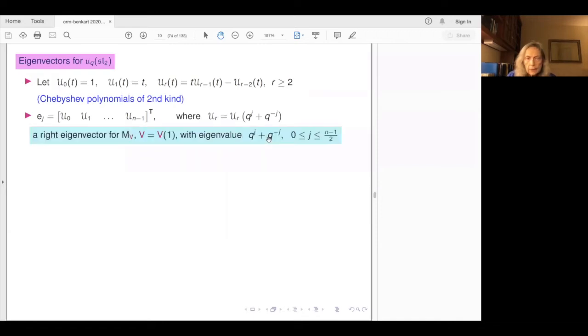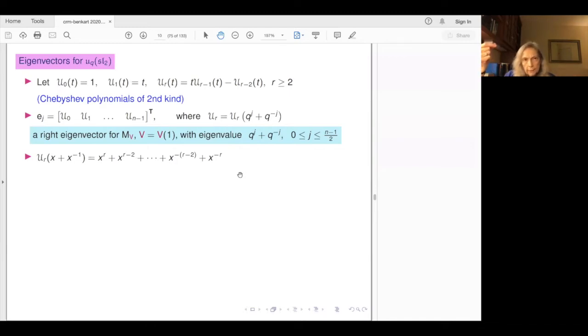So this is a right eigenvector with that eigenvalue. There's a very nice formula for these Chebyshev polynomials of the second kind, evaluating them at x plus x inverse. And you get a sum of powers of x. And again, this is looking very much like something in Ivan's lecture, where you have things that start at an integer and then go down by 2 to the negative of that integer.